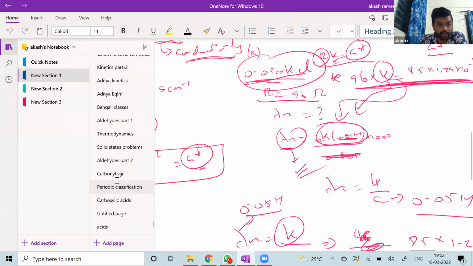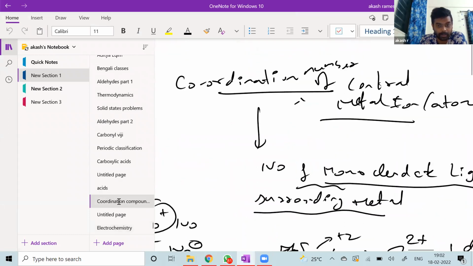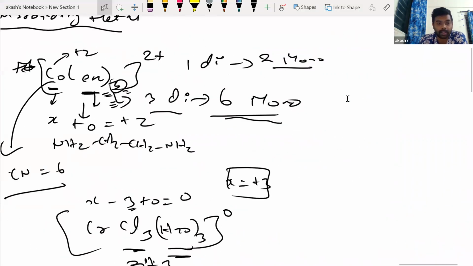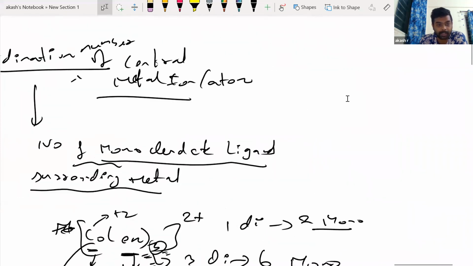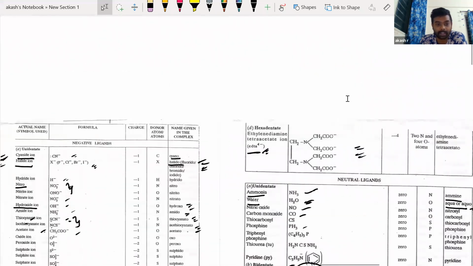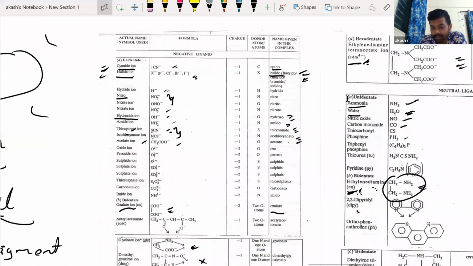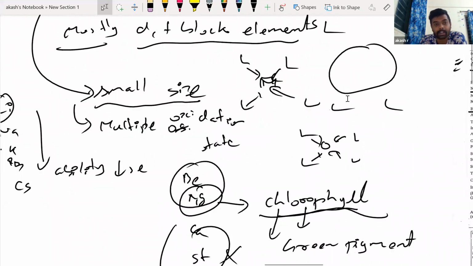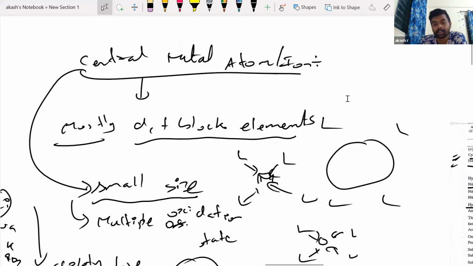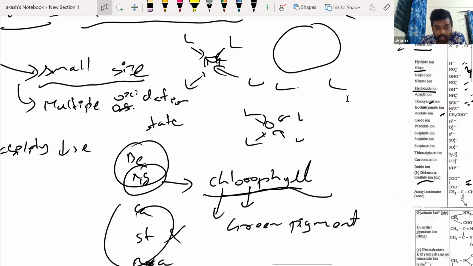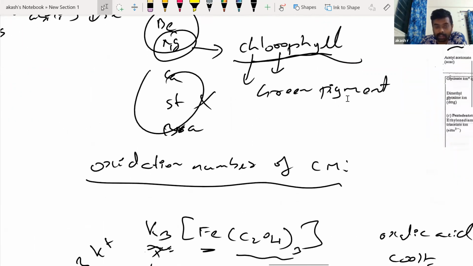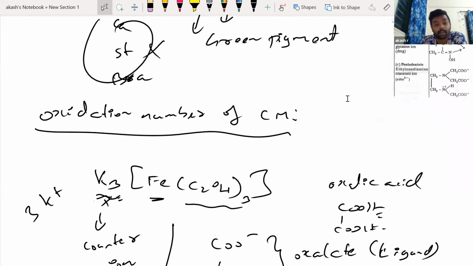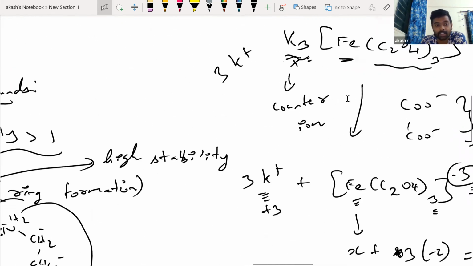So we were seeing coordination compounds, right? We started with coordination compounds. I think we started with what is meant by coordination number and oxidation number, and these are the different names and symbols of different ligands. We saw the different classifications of ligands. We also talked about the characteristics of a central metal atom for it to form a coordination complex. It should have a small size, a high amount of charge, and a large number of oxidation numbers. All these things will be possible.